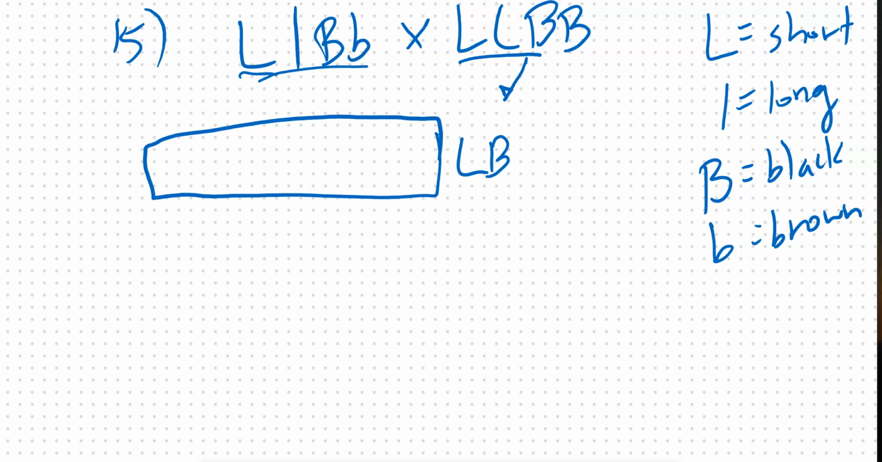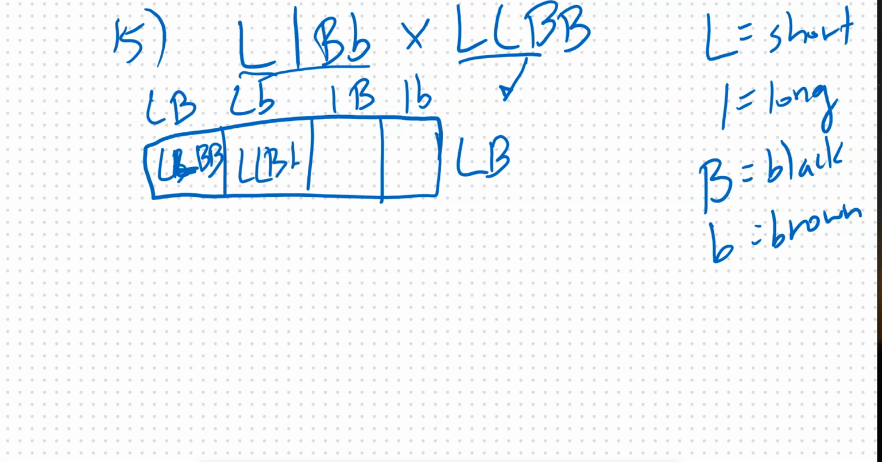And then for this one, we have the classic big L, big B, big L, little b, little L, big B, and little L, little b. So we just do the cross, L, B, and L, B. So we're just going to make this big L, big L, big B, big B. This one would be big L, big L, big B, little b, big L, little L, big B, big B, big L, little L, big B, little b.